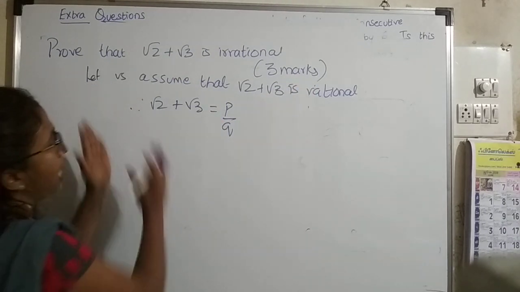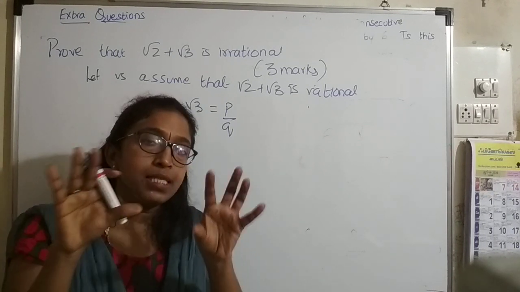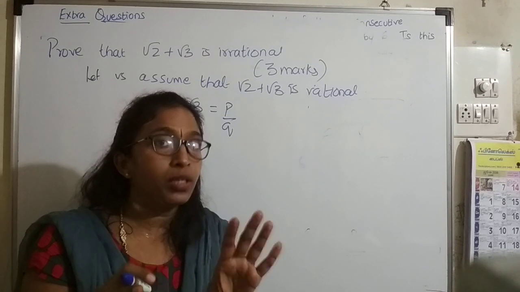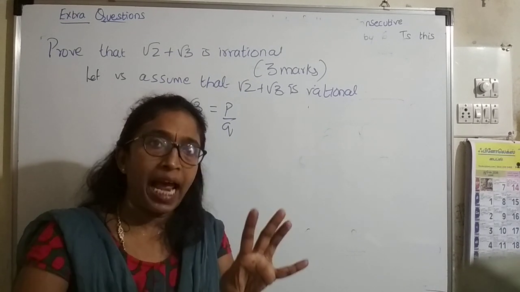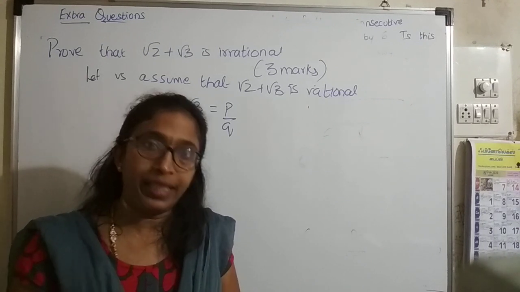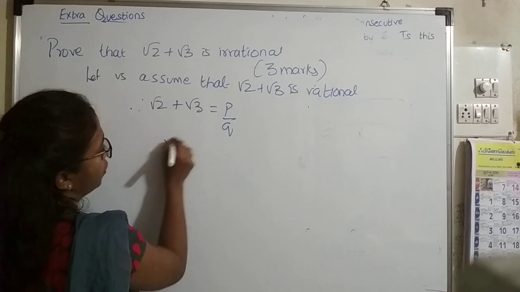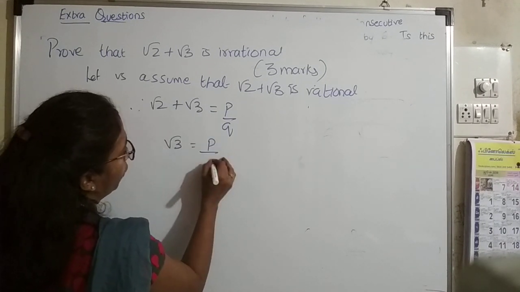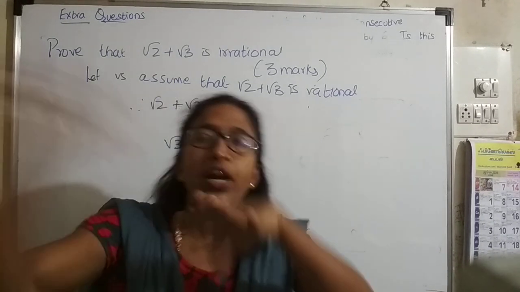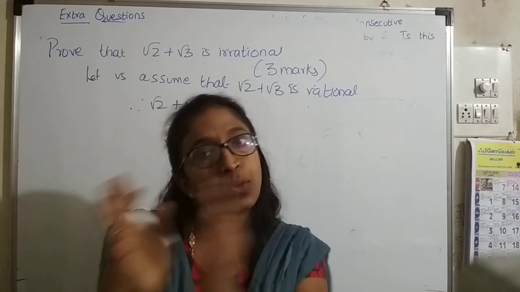Now in this case, for 3 markers, I have specified that you have to keep the root on one side and take the remaining terms on the other side. Now in this case you will ask, both are roots, then what will you take? You take any one. For example, I take root 2 on this side. So what you get here is root 3 equals p upon q minus root 2. Now in this kind of sum, you just have to get rid of one root and keep only one root on one side, because we know that root 2 and root 3 are irrational.